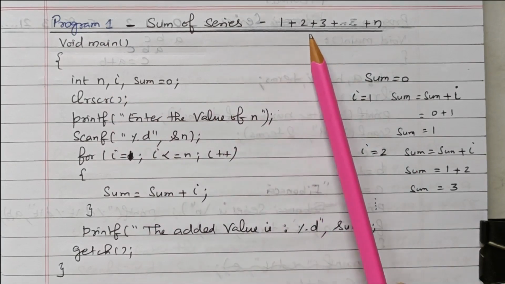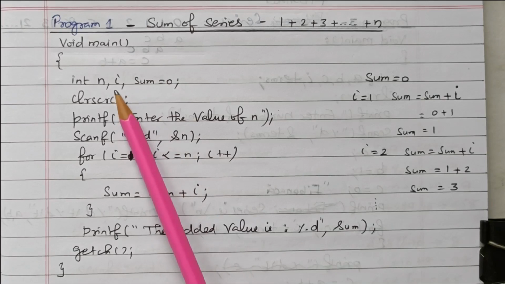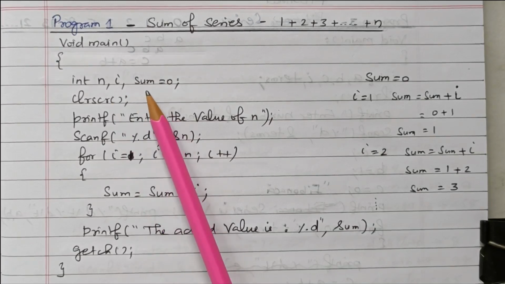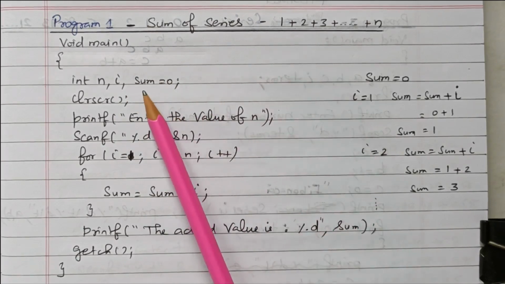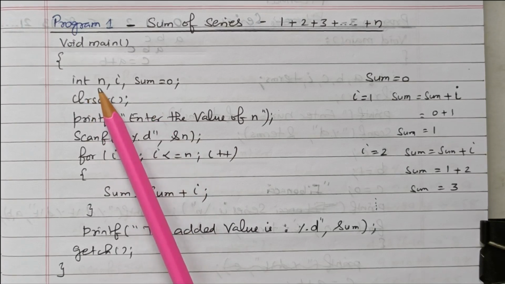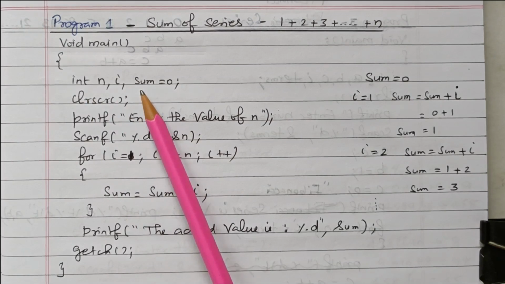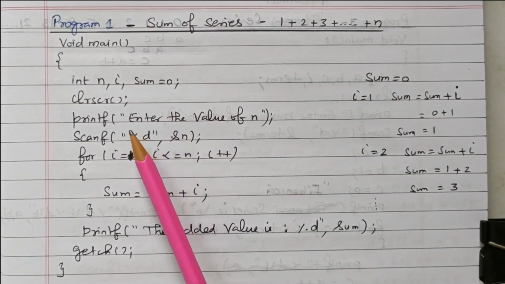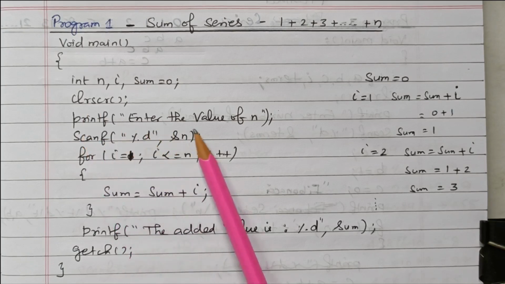So this series can be formed by using the for loop. For that we are using this variable i. The answer is stored in sum. The final answer, the addition of this series, is stored in the sum. Right? So n is the maximum number in the series, i is used for the for loop, and the answer is stored in the variable sum.